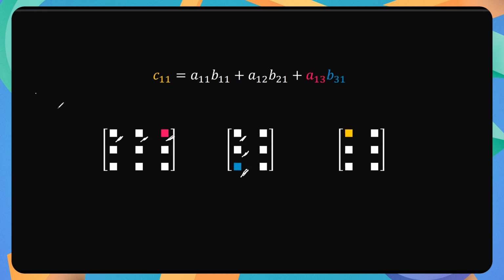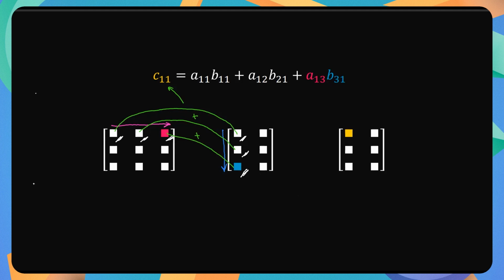Notice that the direction that we're going for the first matrix A is going this way, and the direction of the second matrix B is going this way. So what we're doing basically is taking the product of these, and then adding them all together to get C11. So that is how matrix multiplication works. For the first matrix, you're going horizontally, and for the second matrix, you're going vertically downwards.